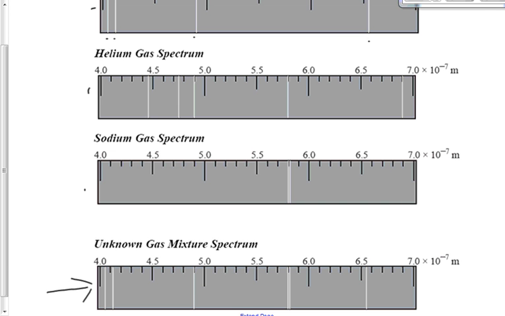We compare it. What do you think it is? By comparing it against the known spectra up here, 1, 2, 3, what do you think the unknown gas spectrum is? John? First and third, hydrogen and sodium. Okay, why do you say that?